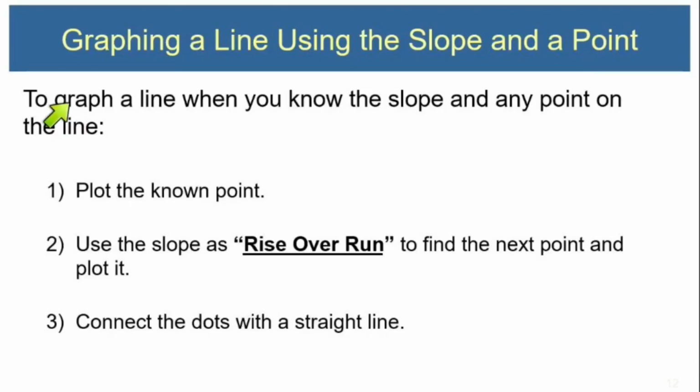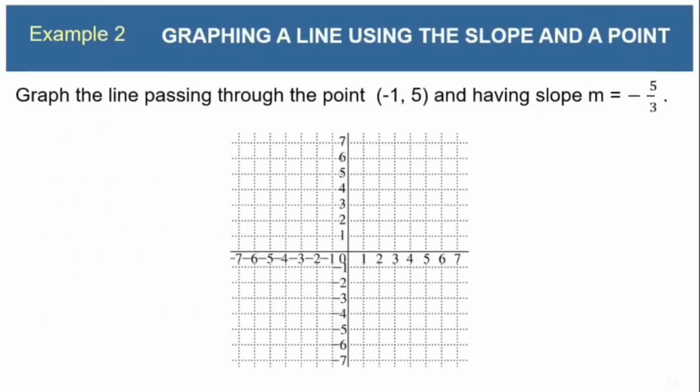So you can always graph the line if you know the slope of the line and any point on the line. What you do is you plot the known point, and then you don't even have to calculate the next point. All you do is use the slope as rise over run to count to the next point and plot that, and then you'll just connect the two dots with a straight line. So here is an example for us to practice on.